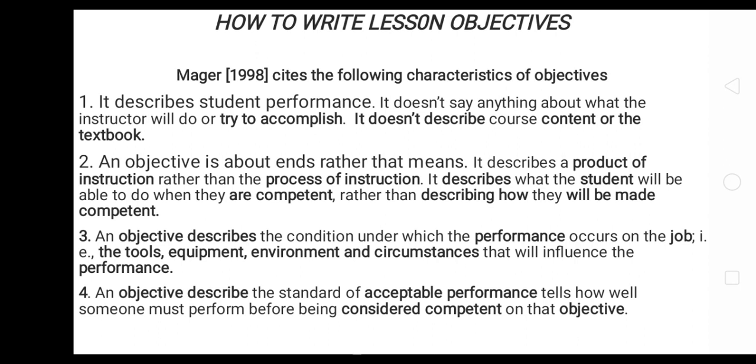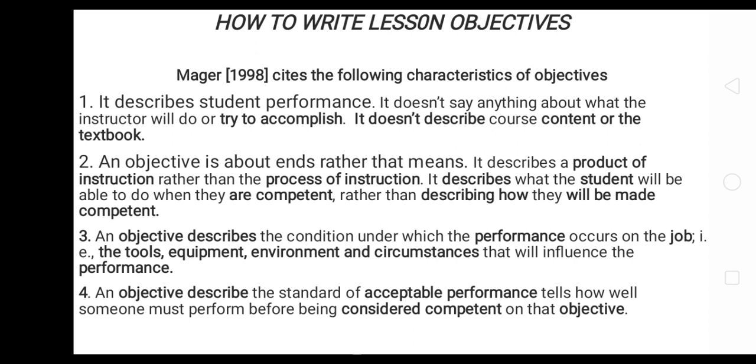So the following are the characteristics of objectives by Magyar, 1998. Number 1, it describes student performance. It doesn't say anything about what instruction will do or try to accomplish. It doesn't describe course content or the textbook.